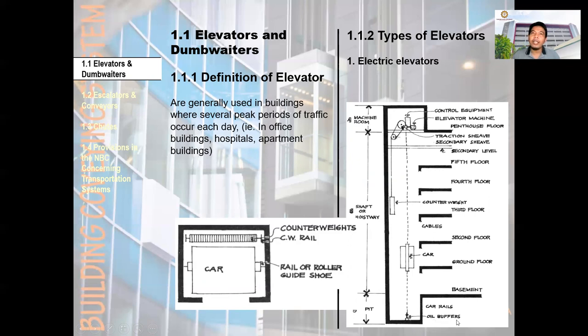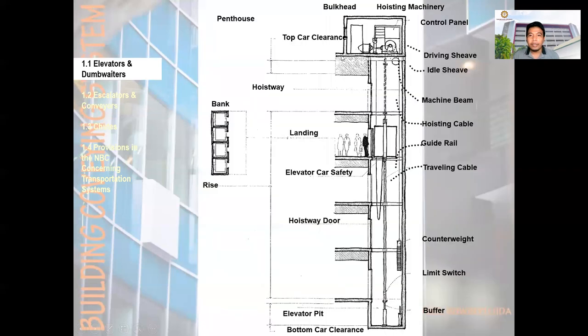As you have seen in SM Seaside, at the bottom you have buffers. If ever the elevator car reaches the bottom, it supports the elevator car. Then at the penthouse level you have the machine room, and the control panels also. So this is the diagram of the elevators.